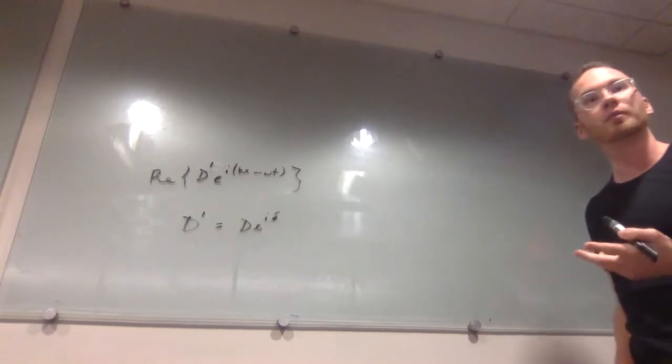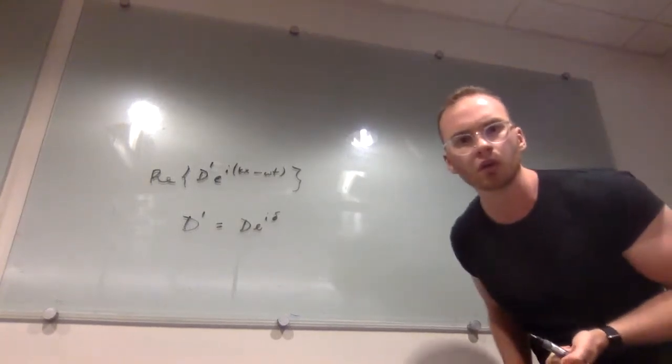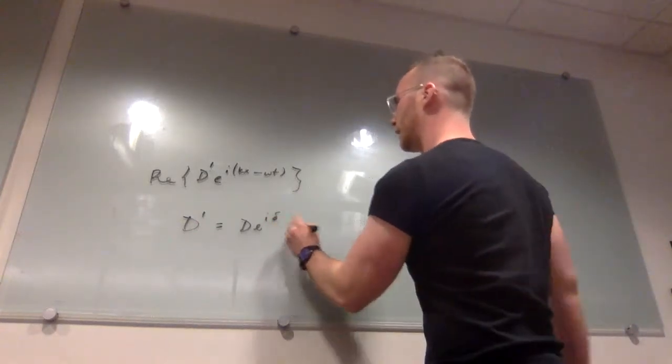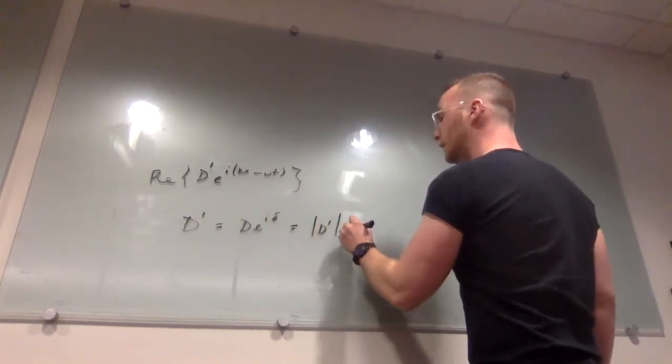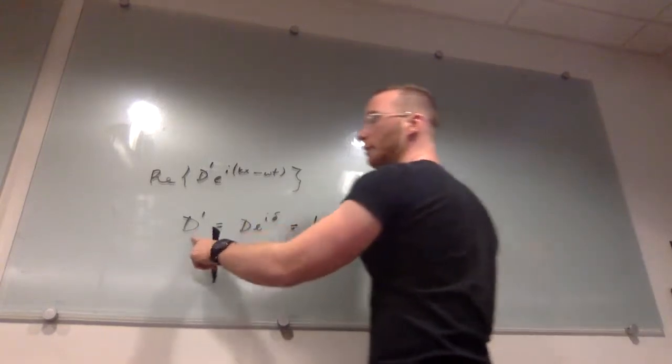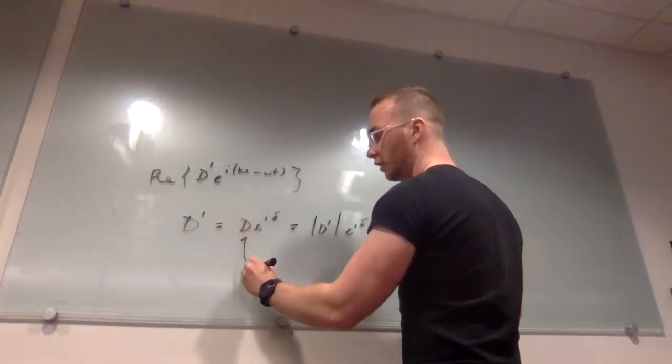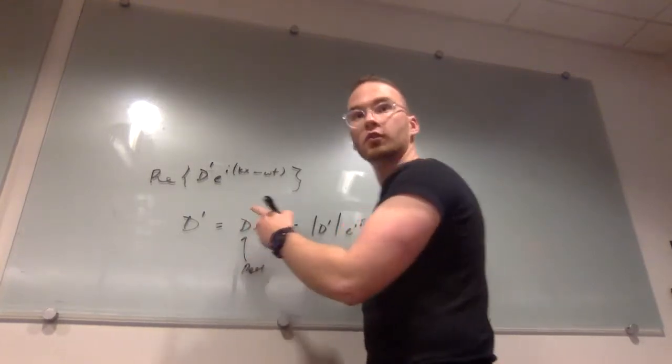Wasn't it like the absolute value of d? Oh yes. What does that mean? Is it just like the magnitude? Yeah. So d prime is a complex number. d is a real number. This is the amplitude, right?